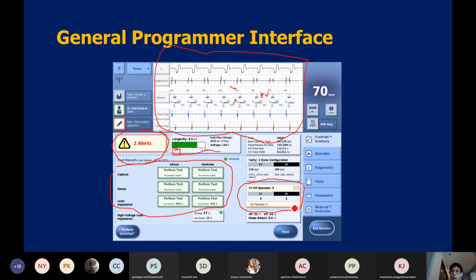If it is a programmer of a pacemaker, it wouldn't have a tachycardia zone configured for VT and VF. It would only have sensing, capture, and other modes, with no shocking mode.